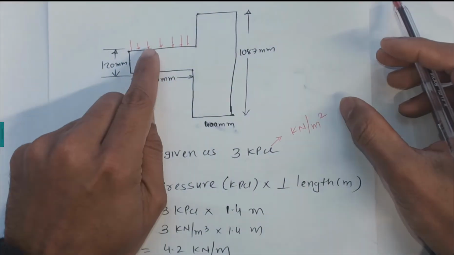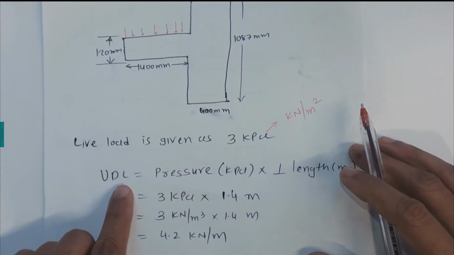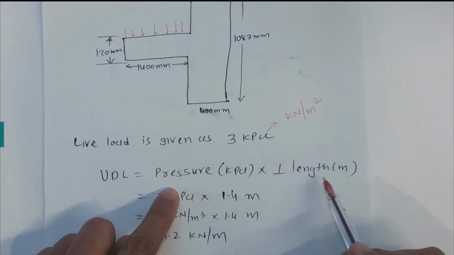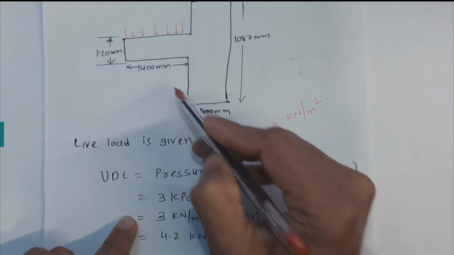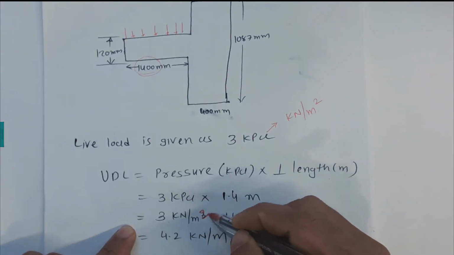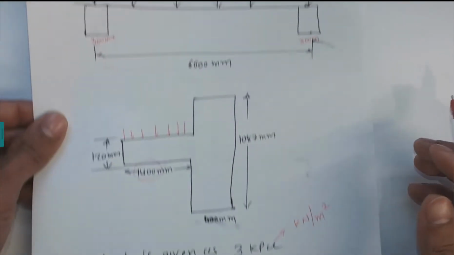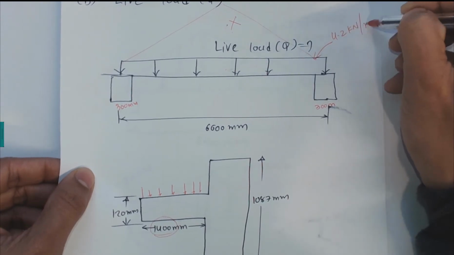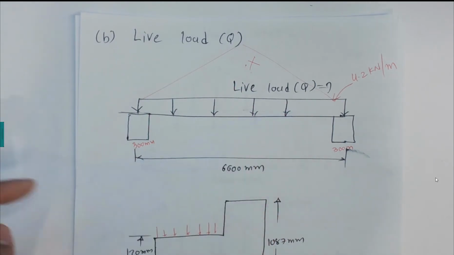Now that uniform loading is only coming from these portions. So we just need to calculate the UDL due to the live load: the pressure in kilopascals times the perpendicular length. 3 kilopascals is given, and the perpendicular length is 1.4 meters. So 3 kilonewton per meter squared times 1.4 gives 4.2 kilonewton per meter. So basically this live load has a value of 4.2 kilonewton per meter. That's the live load, the 4.2 kilonewtons, for part B.